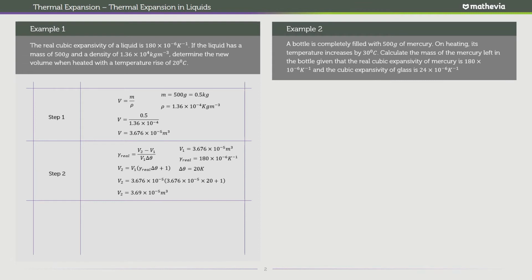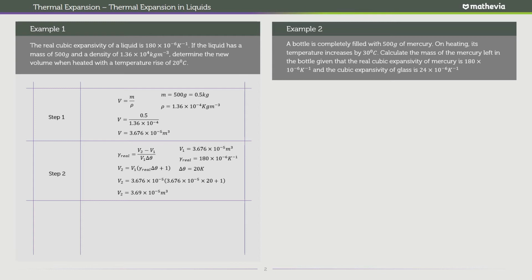We're told that this mercury is contained in a bottle. Now, when we apply heat, we change the temperature of the bottle and the mercury in it from, let's say, 0 degrees Celsius to 30 degrees Celsius. There was a temperature rise of 30 degrees Celsius. Then there was a real expansion of the mercury, but there was also expansion of the bottle as well. The bottle was filled completely with mercury. Now, some of the mercury escaped from the bottle, was expelled out of the bottle as a result of the expansion.